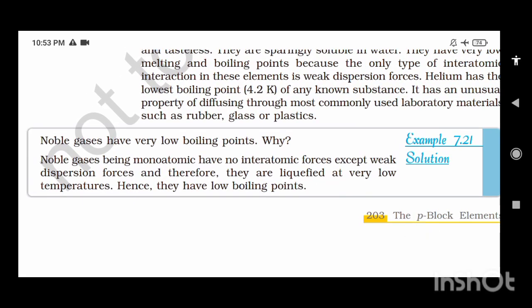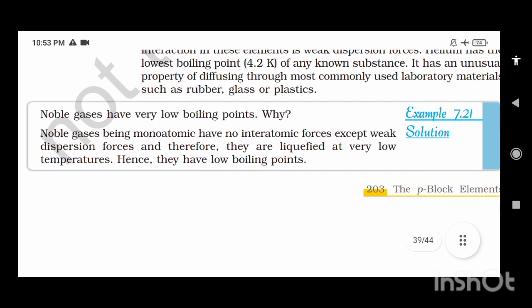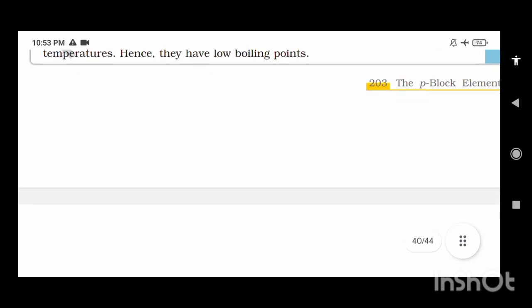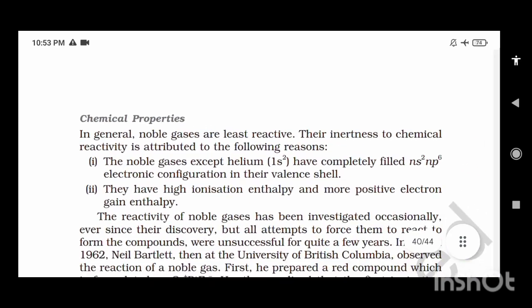Question: the noble gases have very low boiling points. Why? Because noble gases, being monoatomic, have no interatomic forces except the weak dispersion forces, and therefore they are liquefied at very low temperatures, hence they have low boiling points.